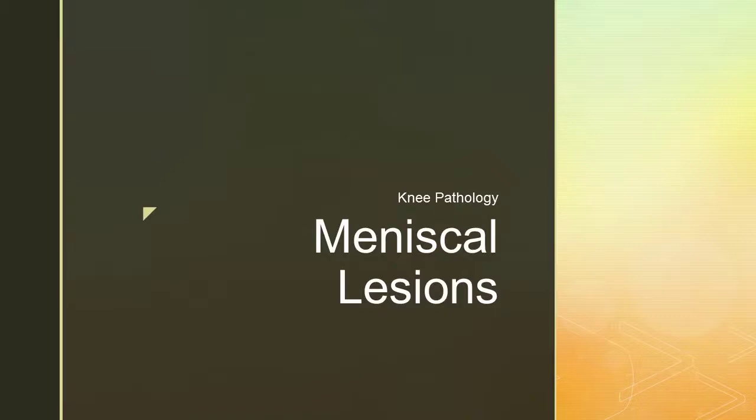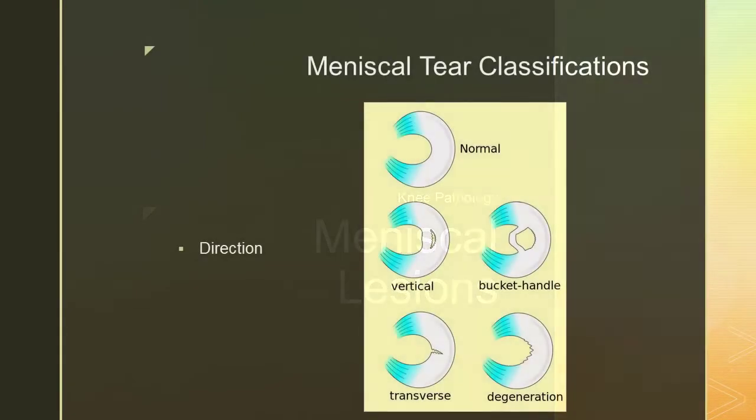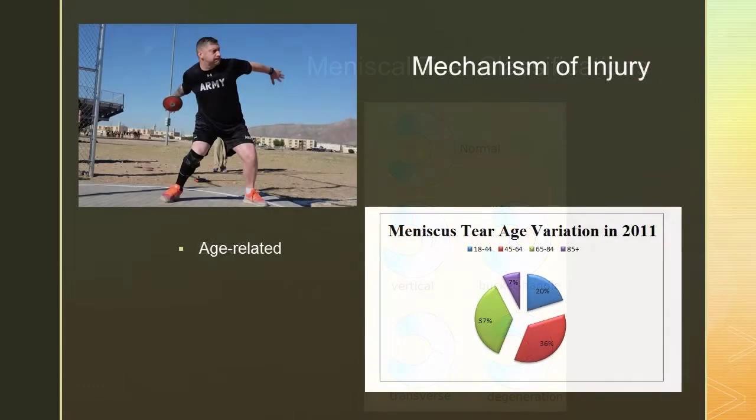Meniscal lesions are going to be determined based on different classifications of direction, extent, and blood supply to the area. If we talk about direction, they will occur based on different mechanisms of injury. For example, a longitudinal tear is usually going to be a twisting motion when the foot and knee are flexed.